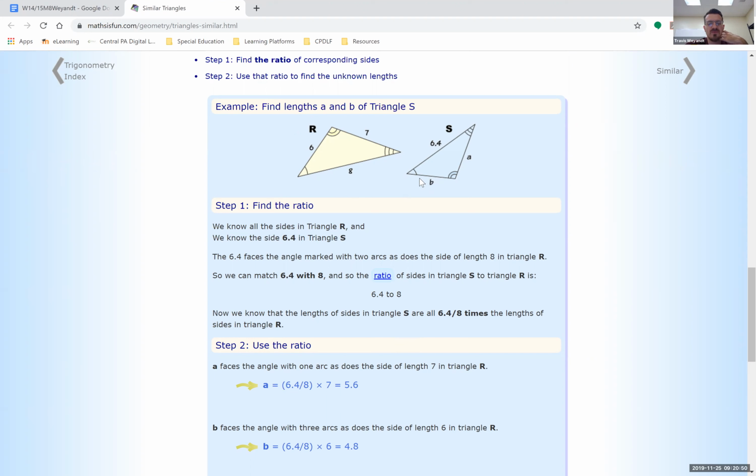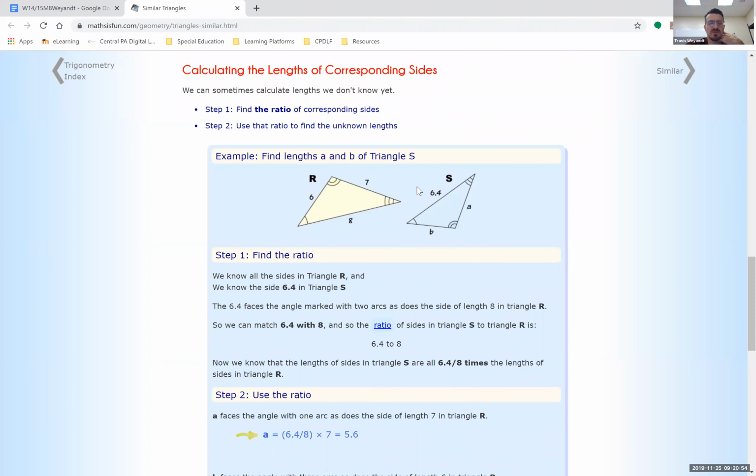Now, in this case, we're finding missing lengths, but sometimes we're actually given all the numbers, like in some of your checkpoints, and all you need to do is find the ratio, or take the second figure or triangle and divide that by the first figure after you found the corresponding sides, and you'll get what we call a scale factor. That's what we call it. That number, that scale factor, is kind of a constant, the number that we're going to use and apply to the other lengths.